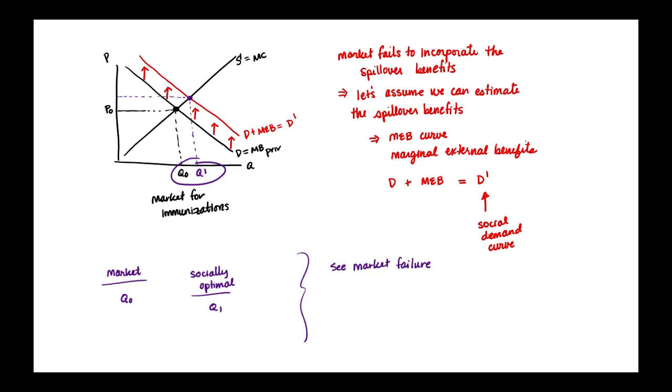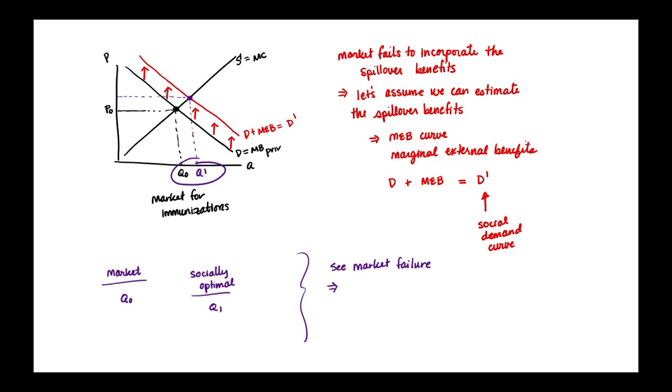And we see market failure. Why? Give me an intuitive explanation. Why do we see market failure? What's happening that's causing this market failure? Don't just say because Q0 and Q1 are different. Why is it happening? Intuitively.